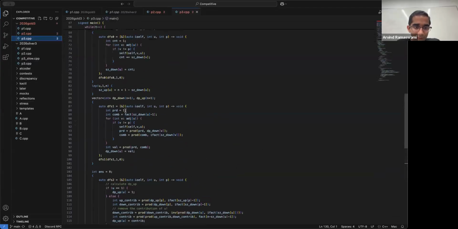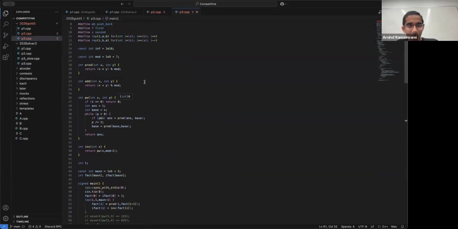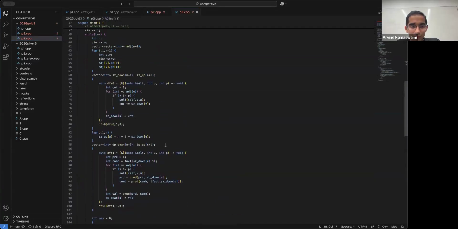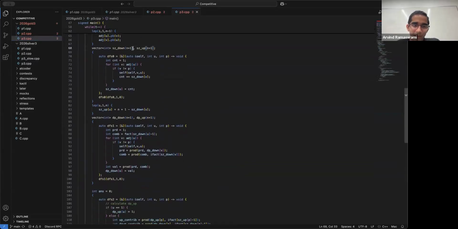So DP down. I guess you're not allowed to use templates in USACO, so I just wrote my own binary exponentiation and modular inverse, right? And in my implementation I also store the size of everything above. I guess that's your personal preference.